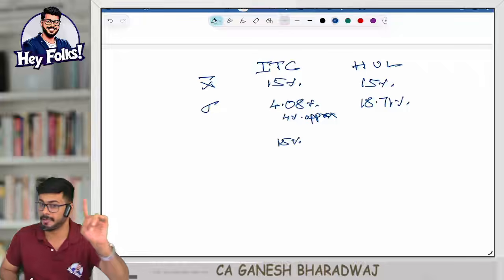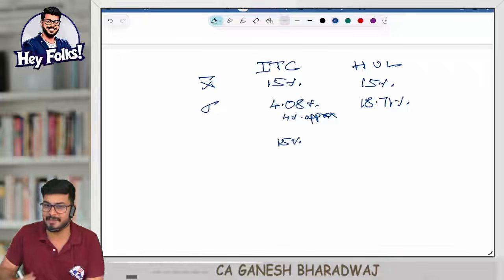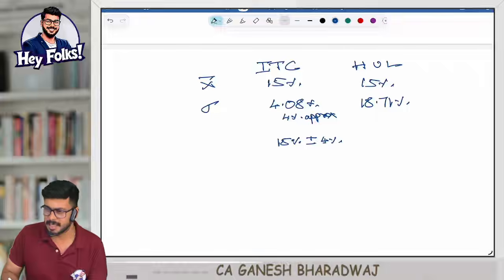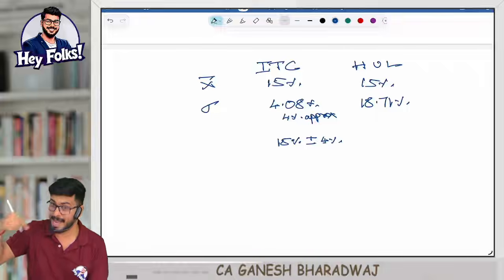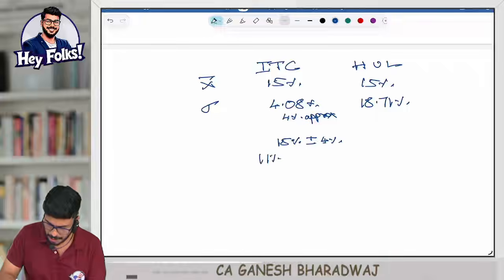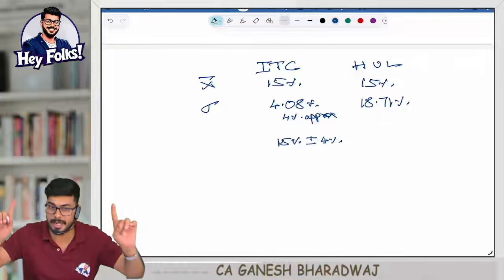Is this clear? But wait, I'm not done yet. Please focus here. Here we are trying to build a range. Are you all able to understand? So the actual return can be 15 plus or minus 4%. In other words, your expected return is 15, but the actual can range somewhere between 15 minus 4, which is 11%, to 15 plus 4, which is how much? Is this clear? I am not done yet. Wait.